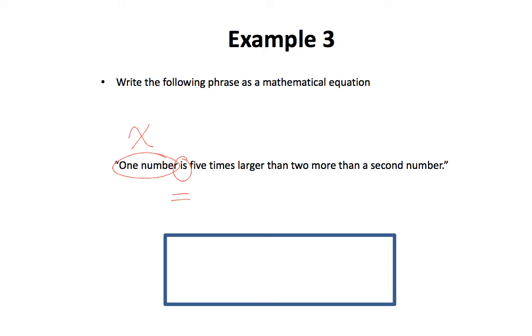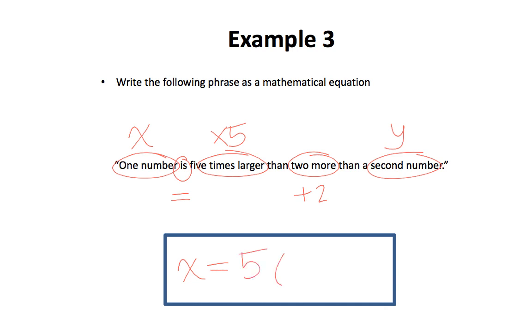5 times larger corresponds to multiply by 5. 2 more corresponds to plus 2. A second number corresponds to another variable which we are going to call y. Therefore, when you put all of these things together, you get one number is 5 times larger than 2 more than a second number. The 2 can come before the y or after the y, it doesn't really matter.